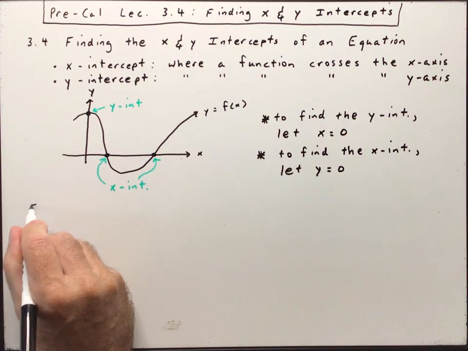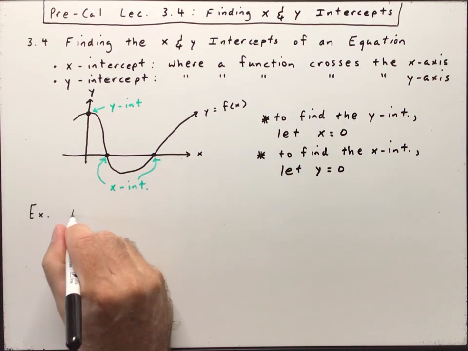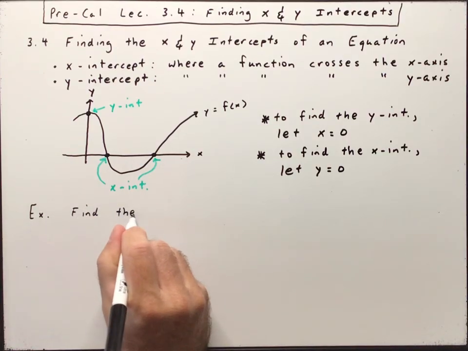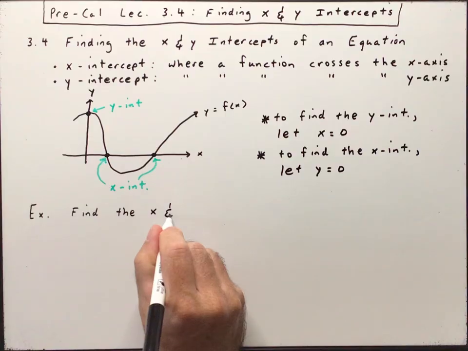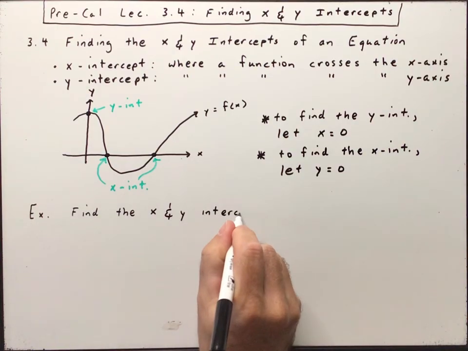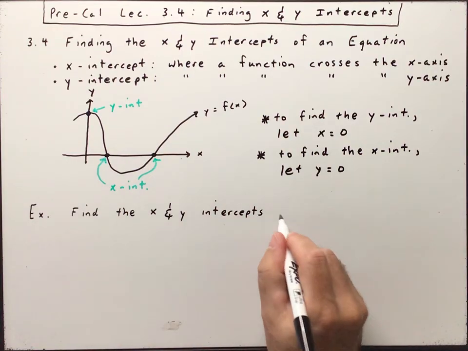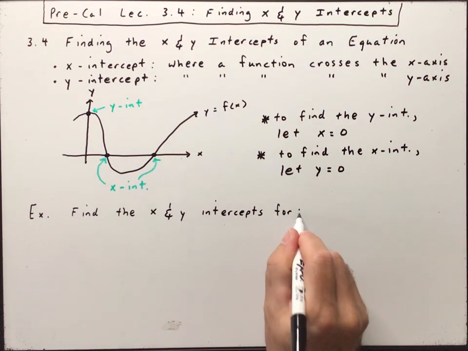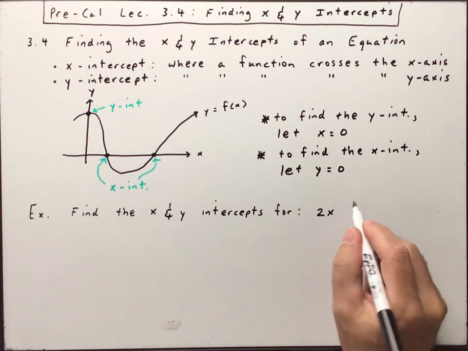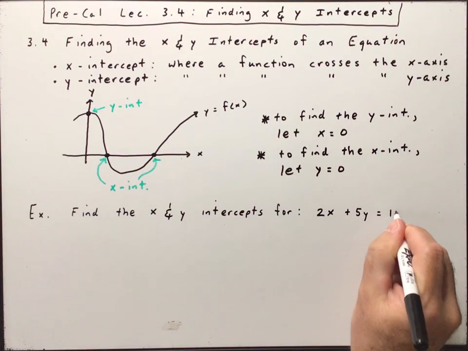So our first example is find the x and y intercepts for 2x plus 5y equals 12.